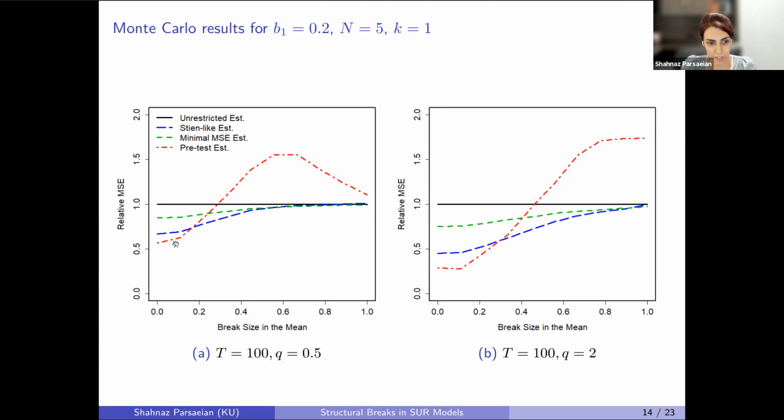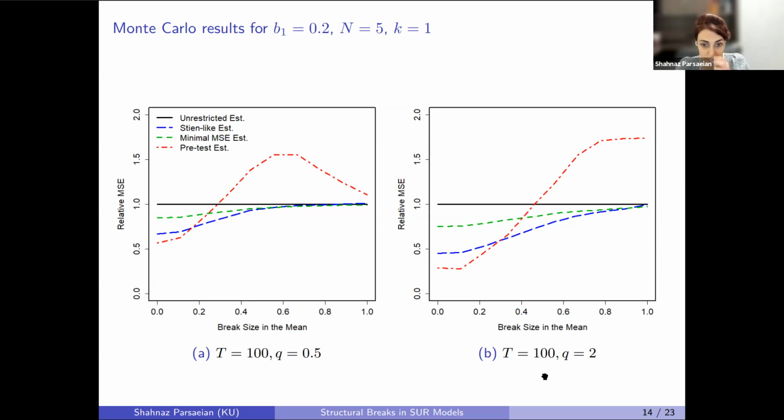So basically when we are at the beginning of this figure here, a small break, or when we have a large break, the test can detect the break correctly. But other than that, it has some sort of overshooting. And if you look at figure B, we can see that the outperformance of the Stein or the minimal mean square error estimator compared to the post-break estimator is even higher compared to figure A.